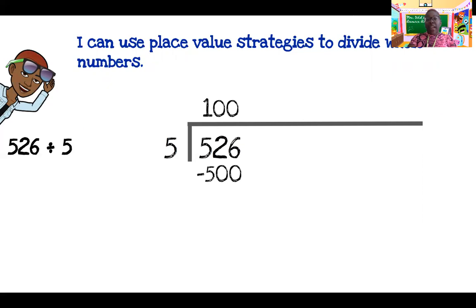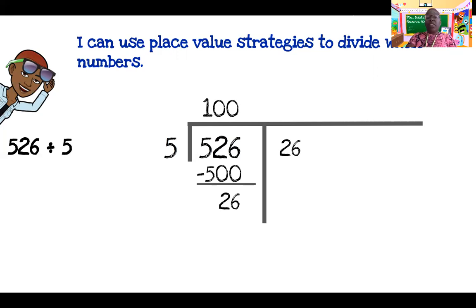When we're doing this strategy, we're working to come up with partial quotients. Just like we have partial products when we multiply, partial quotients are going to be put together in order to find our final answer. So back to our problem. 526 minus 500 gives us 26. So we know that there's 26 left to use in this problem. So we're going to use a similar strategy now with the 26.